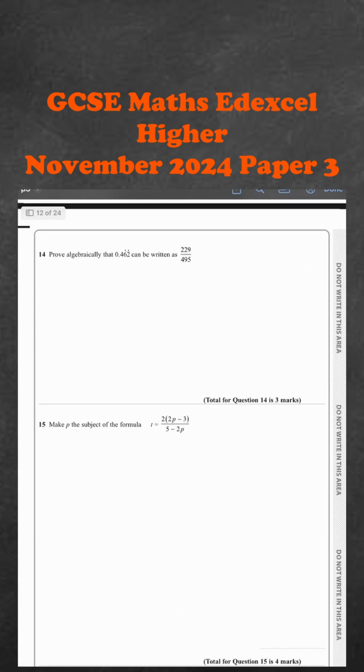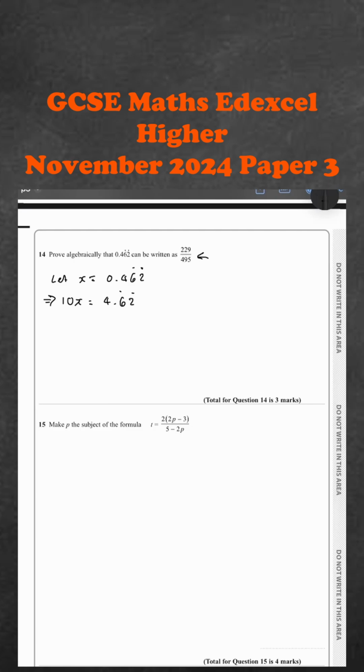Question 14. Prove algebraically that 0.462 recurring can be written as 229 over 495. These questions are always pretty similar. We need to say let x equal 0.462 recurring. Therefore, 10x can be written as 4.62 recurring. And then the clue is always in the fraction they're giving you to try and work back to.